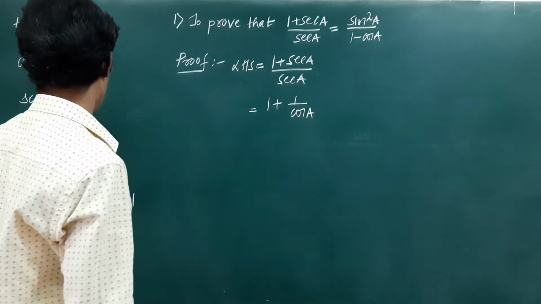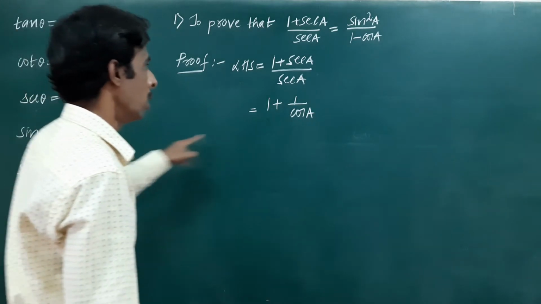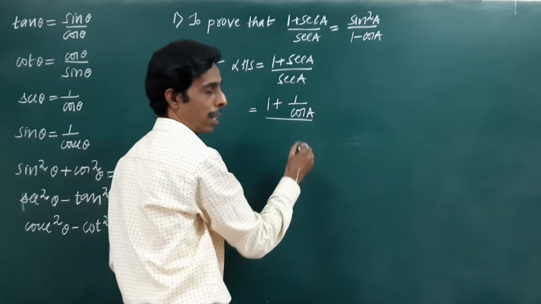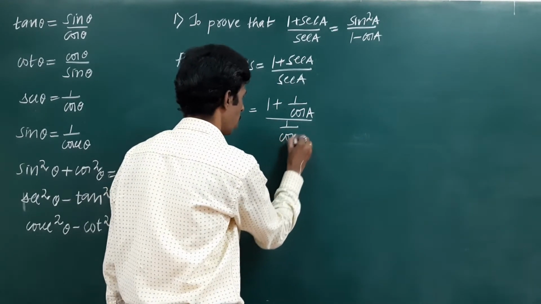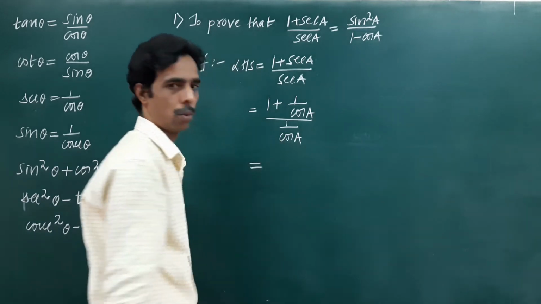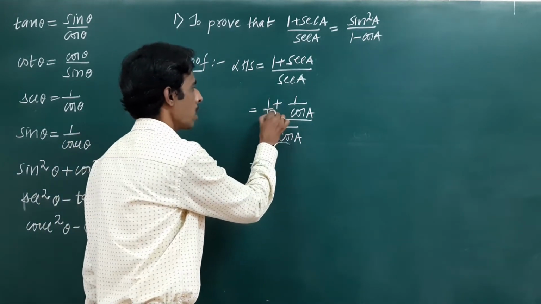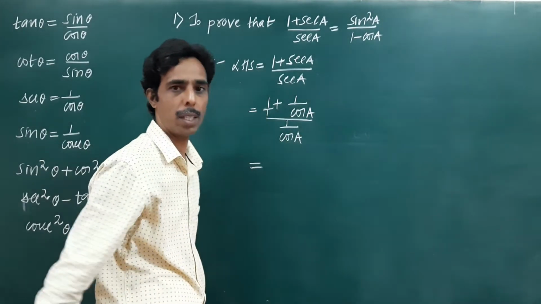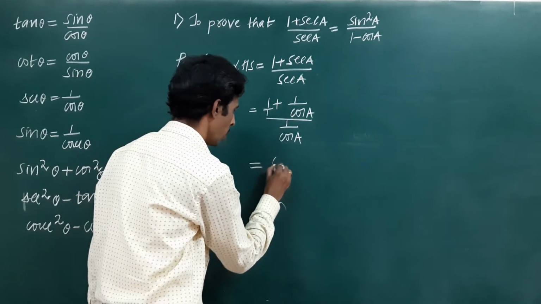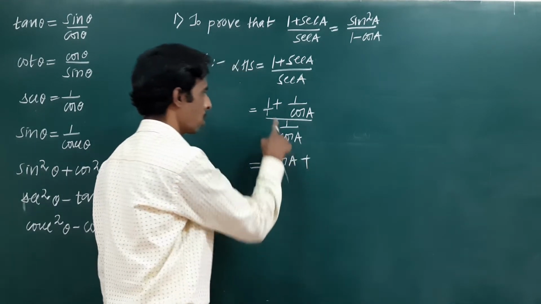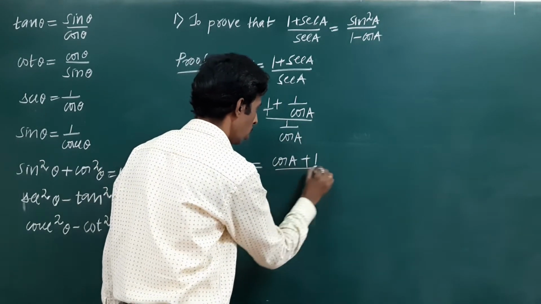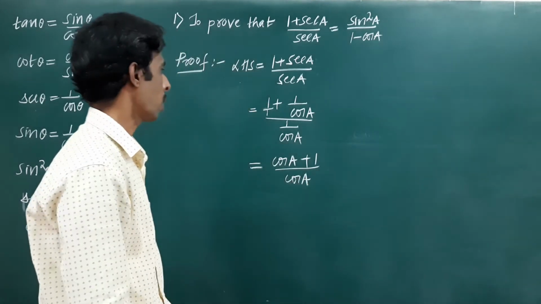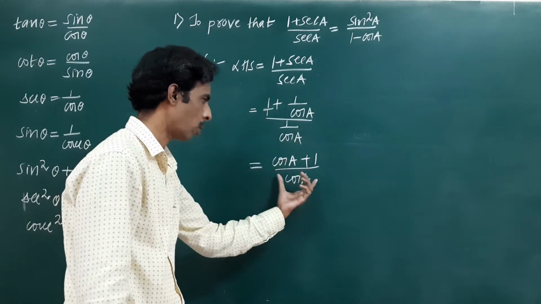Already I have written it on the board: sec theta is equal to 1 by cos theta. Here A is the only angle, this is the difference. Then this whole divided by sec A can be written as 1 divided by cos A. If nothing is there in the denominator of this one, by default it has 1. So I will find the LCM of the numerator term. 1 into cos A is cos A, plus 1 into 1 is 1, whole divided by 1 into cos A, it is cos A.